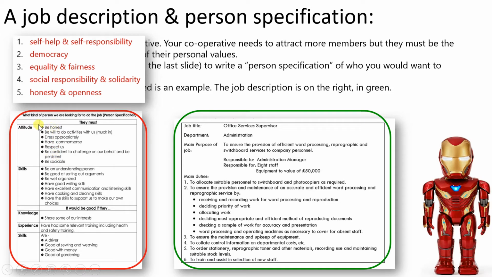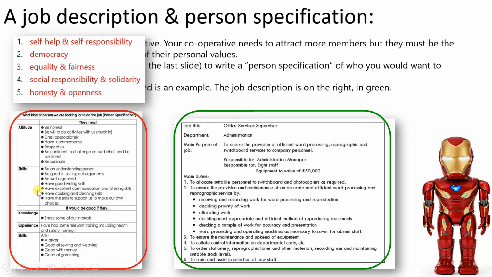So in the red box here on this slide, you've got be honest, be willing to do activities, to muck in, to dress appropriately, have common sense. Now here we've got self-help, that's the one from the last slide. So you be able to go and find help yourself, take responsibility and accountability for your own actions. So that would be very much in terms of an attitude. In terms of skills, we've got that word democracy. So that would be what type of leader you are, whether you make sure that you listen to everybody involved and you take a fair attitude in terms of decisions that you make.